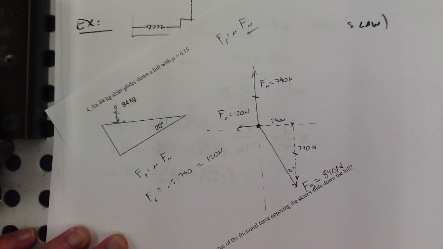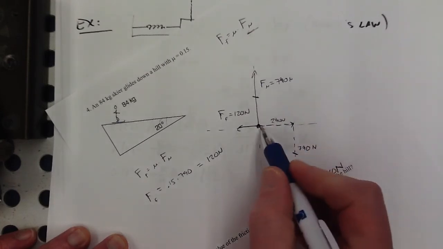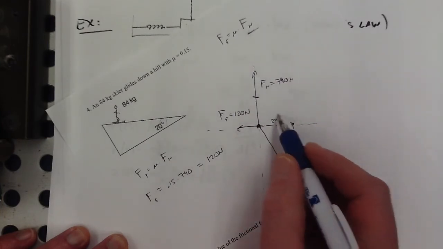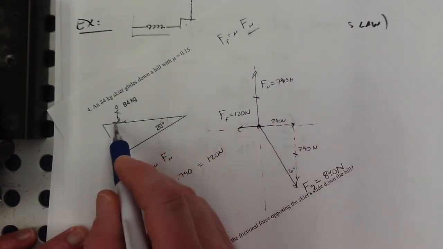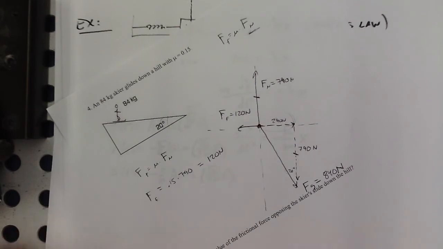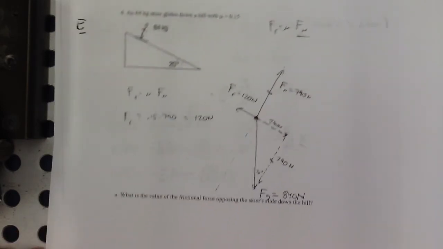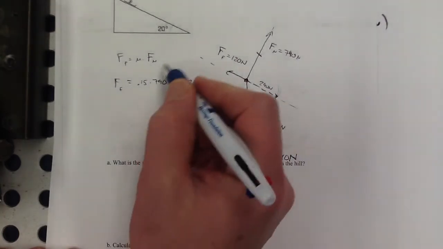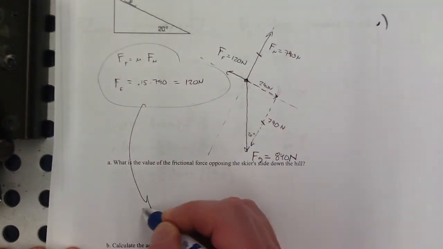And that's it. If you're wondering, wait a minute, isn't there a force down the hill, like a force of motion or something? No, there isn't. It's this part of gravity that is making the skier accelerate down the hill. There is not another force in there. Okay, what's the value of the friction force? Oh, I just did that, didn't I?